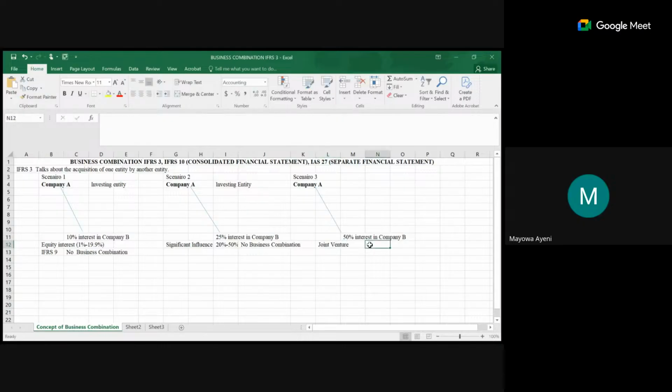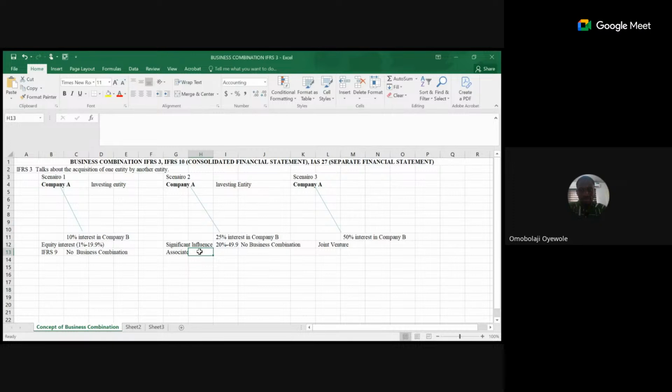Yes, sorry. The one with significant influence, is it up to 50% or 49.9? Okay, let's call it 49.9%. Now, these ones are called associates. Yes. So any company that has a significant influence over the other company is an associate. Exactly, is an associate.